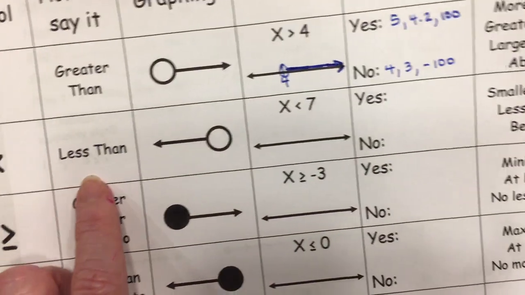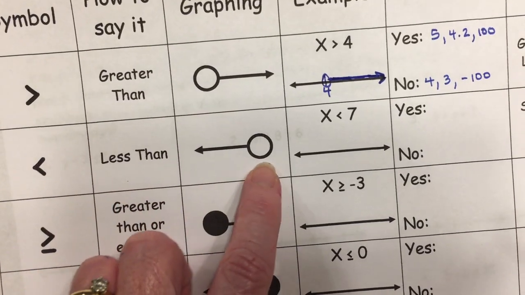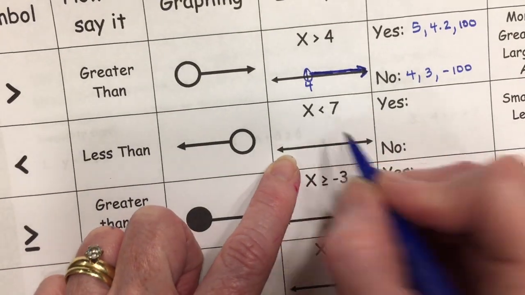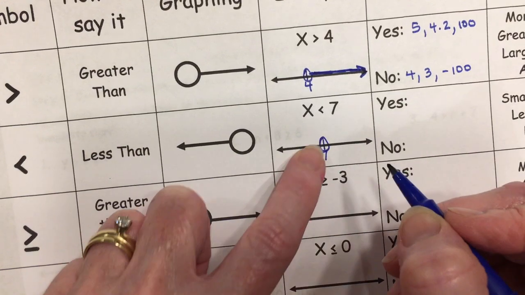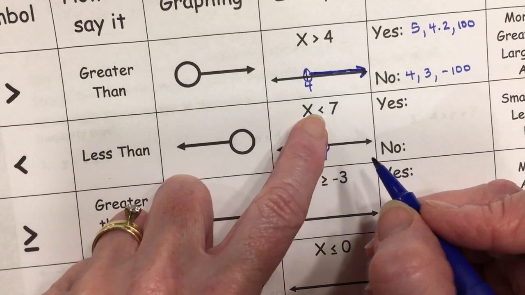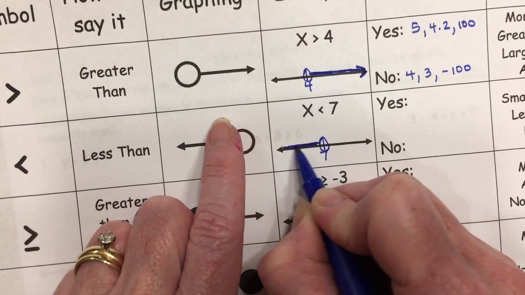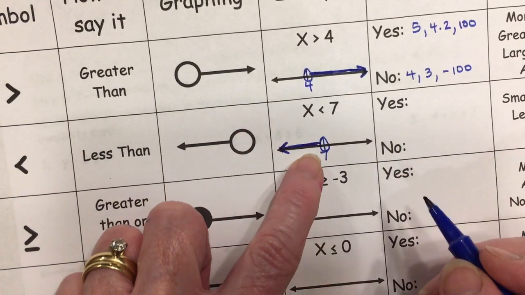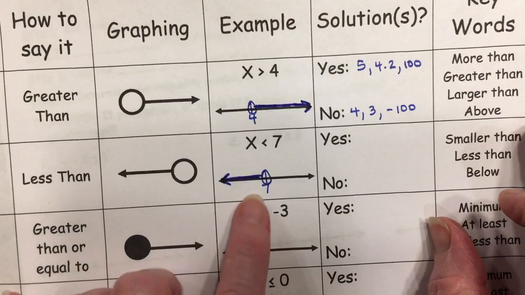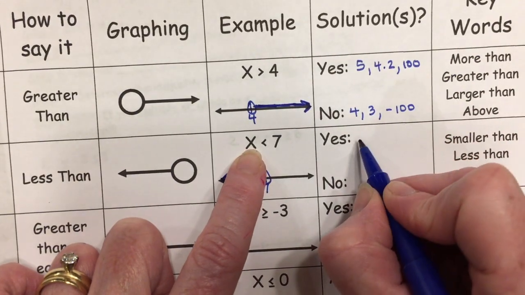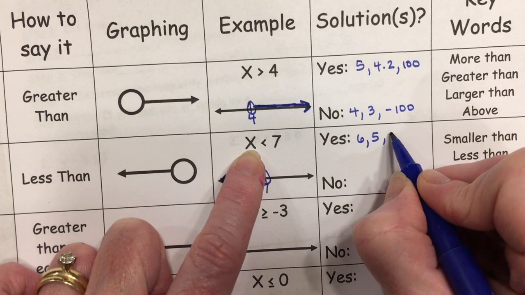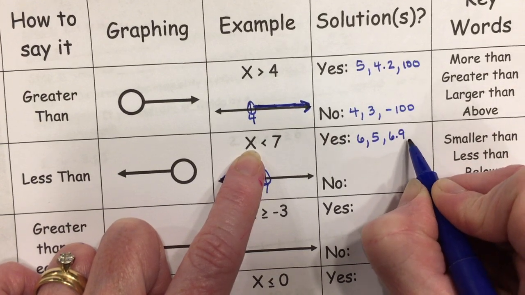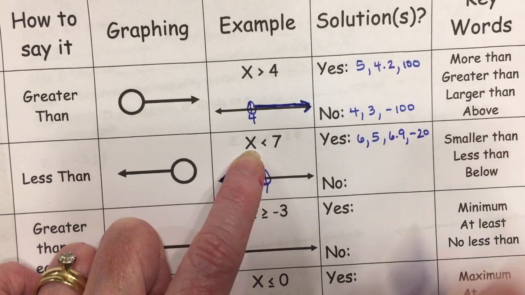Then we have less than here. When you're graphing less than, again, you're using an open circle. So if I was to graph x less than 7, I would want to put an open circle around 7. Where are the numbers less than 7? They're to the left, so I'm going to shade my graph in this direction. Okay, what are solutions to this? Anything less than 7. So 6 would be less than 7. 5 would be less than 7. Even 6.9 would be less than 7. Negative 20 would be less than 7.